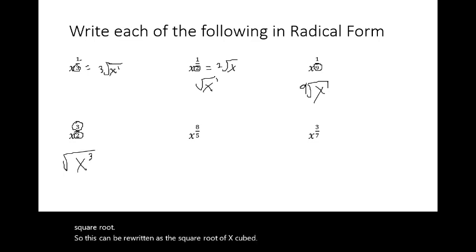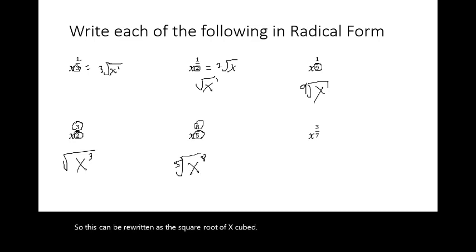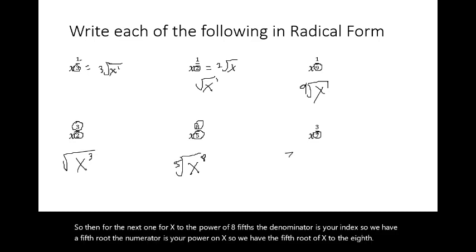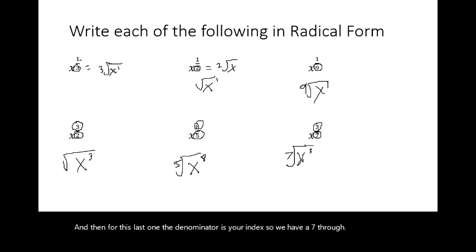So then for the next one, for x to the power of 8/5, the denominator is your index. So we have a 5th root. The numerator is your power on x. So we have the 5th root of x to the 8th. And then for this last one, the denominator is your index. So we have a 7th root. The numerator is your power on x. So we have the 7th root of x to the 3rd.